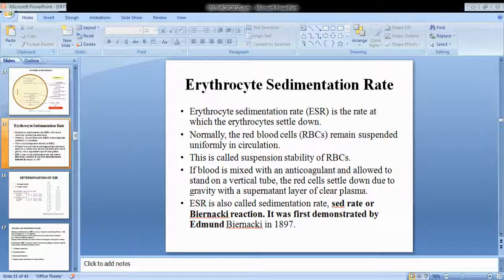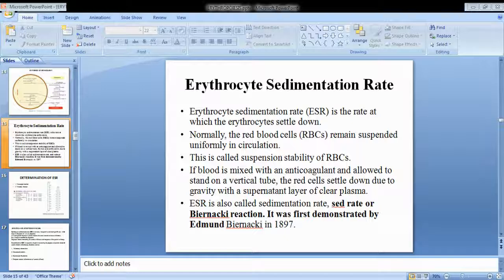So ESR, erythrocyte sedimentation rate, is a method by which the rate at which the erythrocytes settle down is calculated. Usually when the blood is taken, whether an anticoagulant is added or not, if it is allowed to stand for some time or centrifuged, the cells will settle at the bottom. If you use an anticoagulant, clot formation can be avoided and the cells can settle. Usually the RBC cells remain suspended uniformly in the circulation.